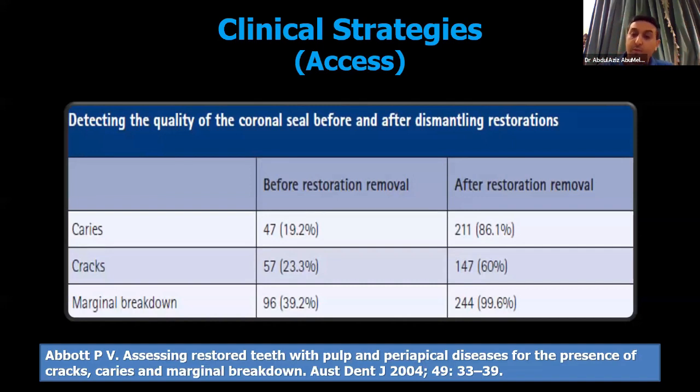So if you go through the crown and there is a decay that you didn't see, it will fail again because the bacteria, the source, and the leakage are still there. So this is one of the things that you should keep in mind. Crown and restoration should be removed before you go through the axis.